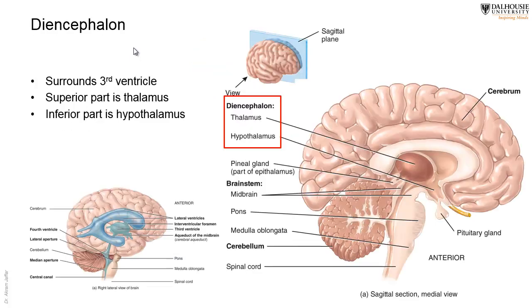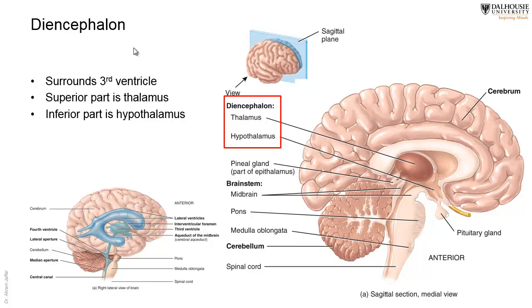The diencephalon is located above the brainstem. That is the region of the diencephalon. It consists of two main parts. There are other subdivisions, but these are the main subdivisions, the thalamus and the hypothalamus. And obviously from the name, hypothalamus means below. So the hypothalamus is below the thalamus.